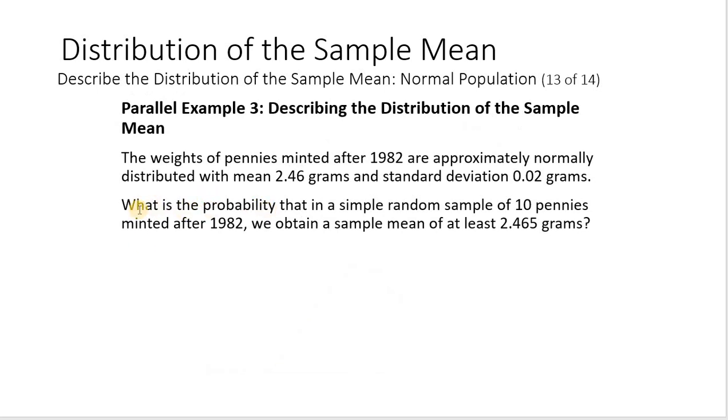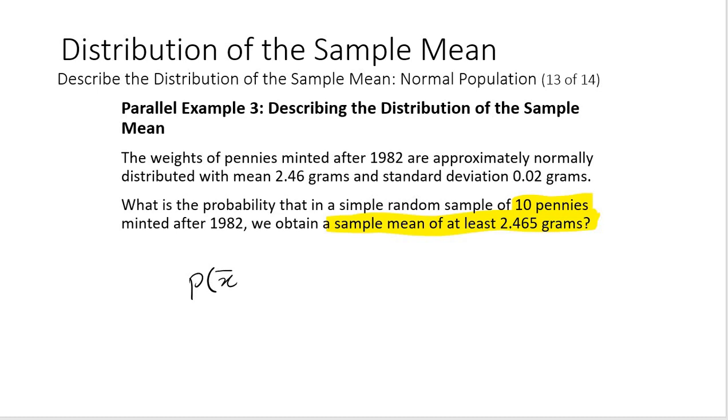Notice how the question is asking, what is the probability that in a simple random sample of 10 pennies, so the first characteristic here is that it gives you a sample size. That's how you know that you're not supposed to work with the regular normal distribution and you need to work with the distribution of the sample mean. And then the rest of the question: what is the probability that we obtain a sample mean of at least 2.465? In other words, that is the probability that we need to compute.